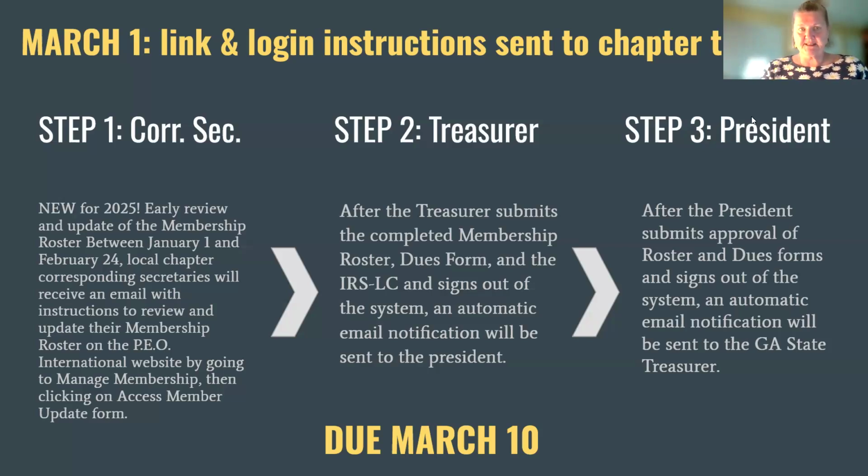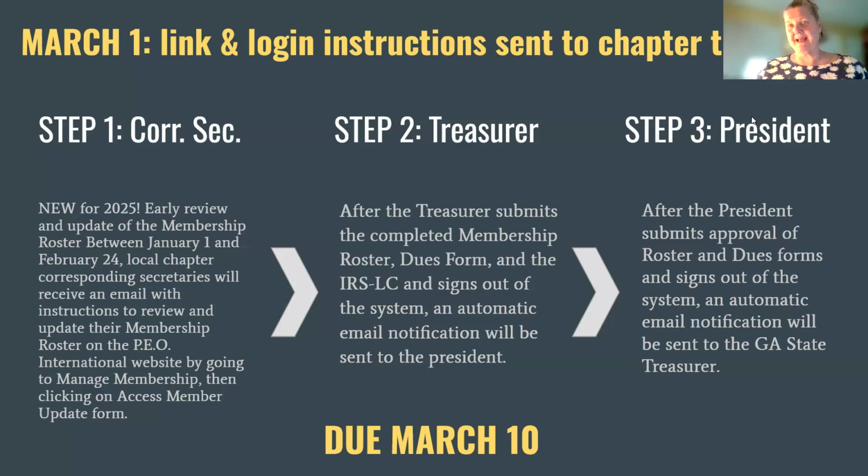So that is saying my chapter is ready. Then the treasurer looks at that. She looks at how many members she's collected dues from. Those are now active members, and then she multiplies that by the 26 or 32 and comes up with a total. She sends that, hits submit.